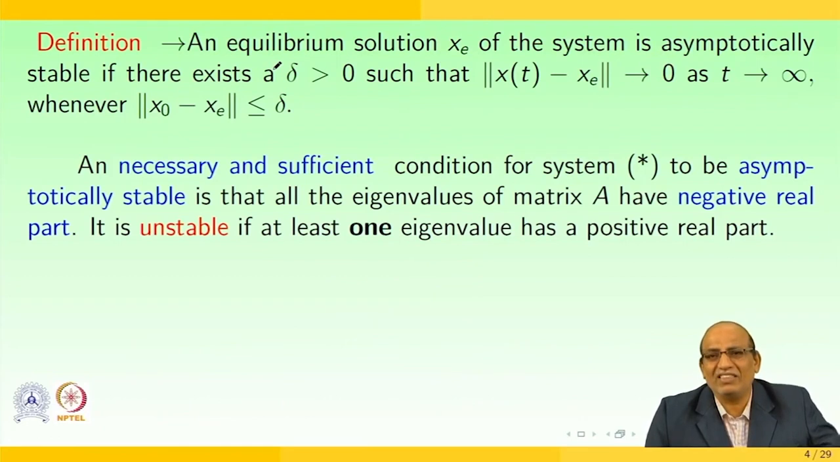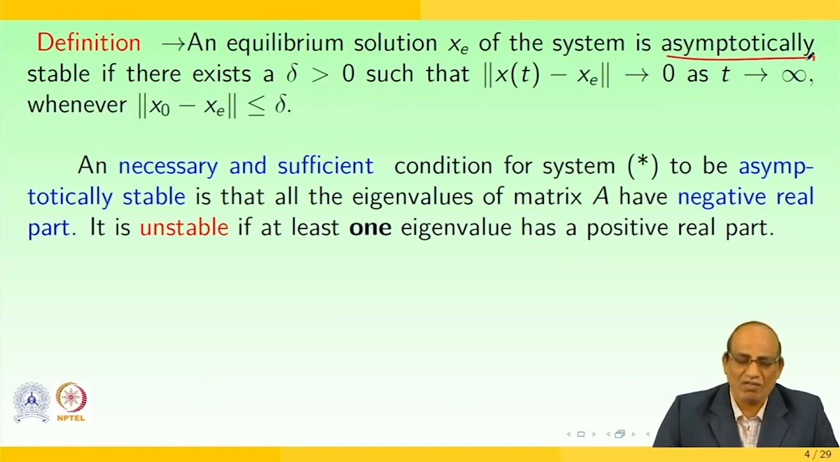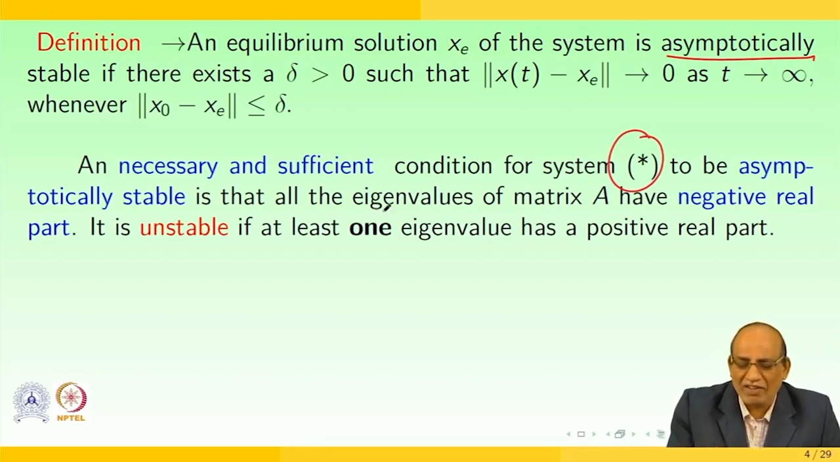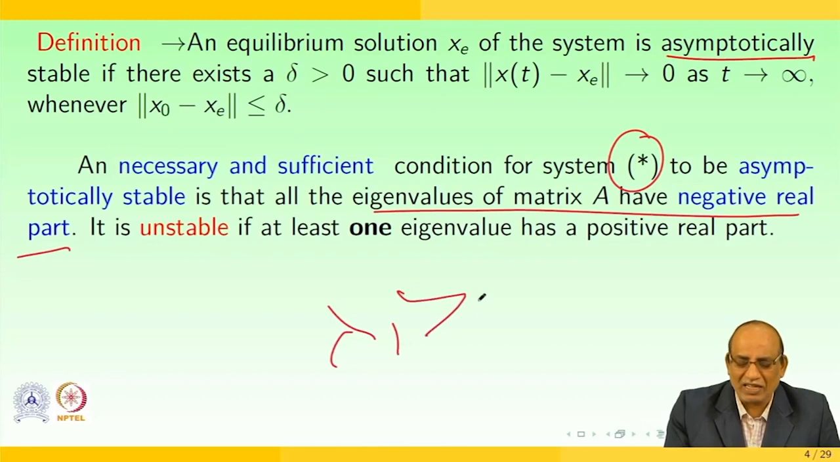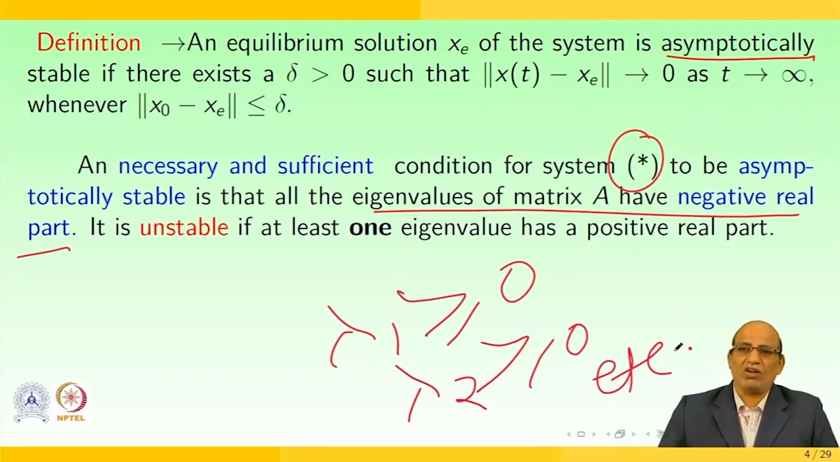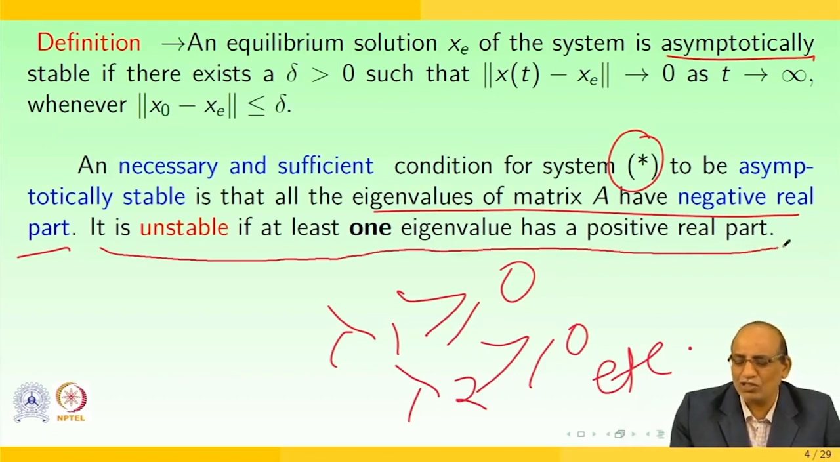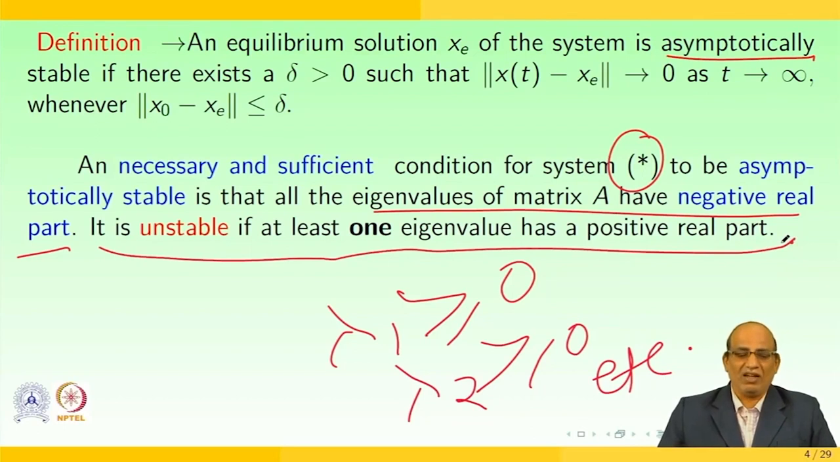We will see at a later stage what the advantage is if the system is asymptotically stable. A necessary and sufficient condition for the previous system, which we denoted with a star, to be asymptotically stable is that all the eigenvalues of the matrix A have negative real parts. That means lambda 1, lambda 2, etc., all the lambdas are less than 0. It is unstable if at least one eigenvalue has a positive real part.